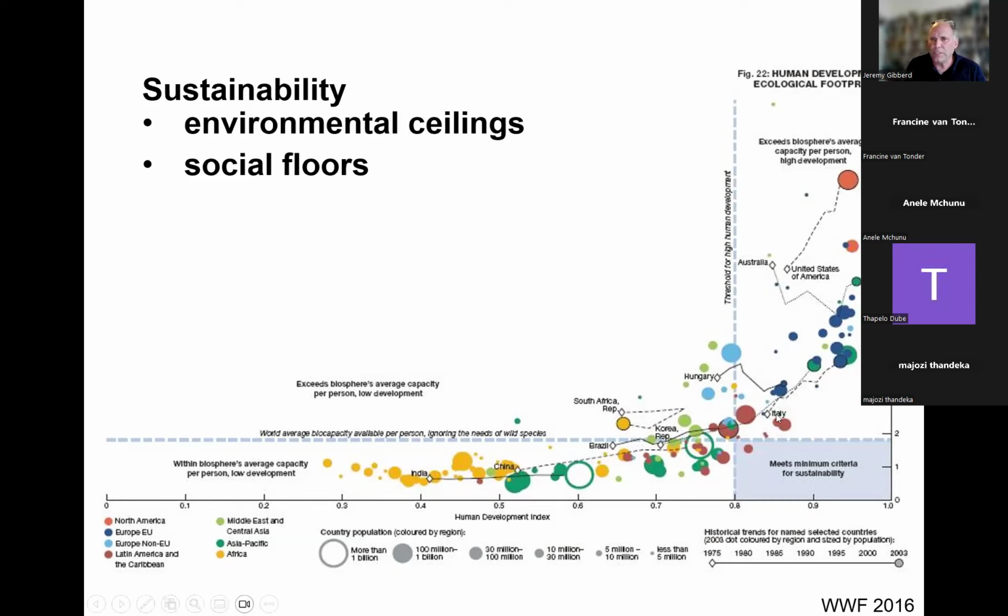What we can then do is look at the other end of the graph and we can see European countries, Canada, the States, very high ecological footprints, well above 1.8. So they're consuming far over their fair share of global resources, but their populations are generally above the Human Development Index threshold. So they've achieved good quality of life.